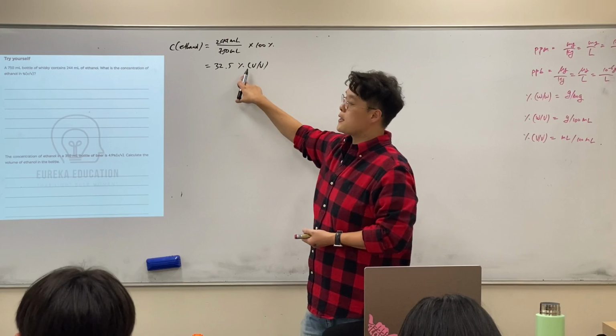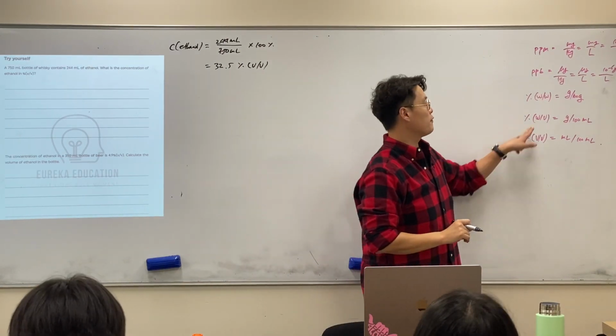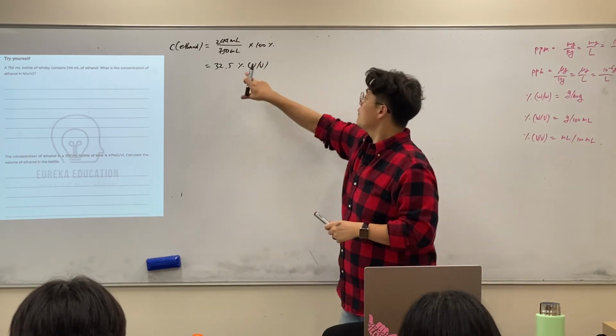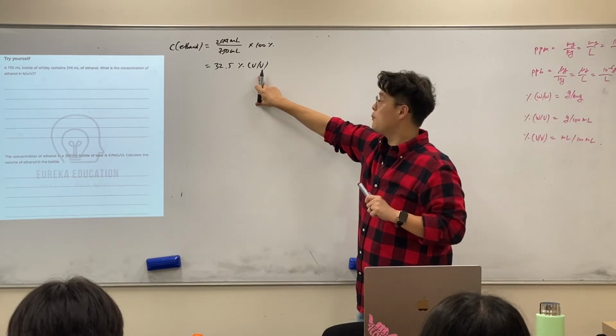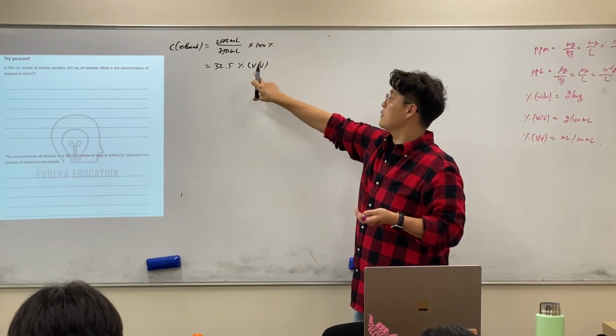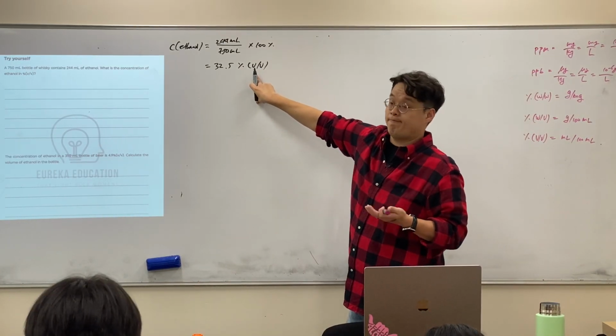Make sure that in your unit, you put volume per volume. Because by saying percentage here, it can mean weight per weight, weight per volume, or volume per volume. So you need to specify what percentage you have. This is very important, because you actually lose a mark by not writing this.